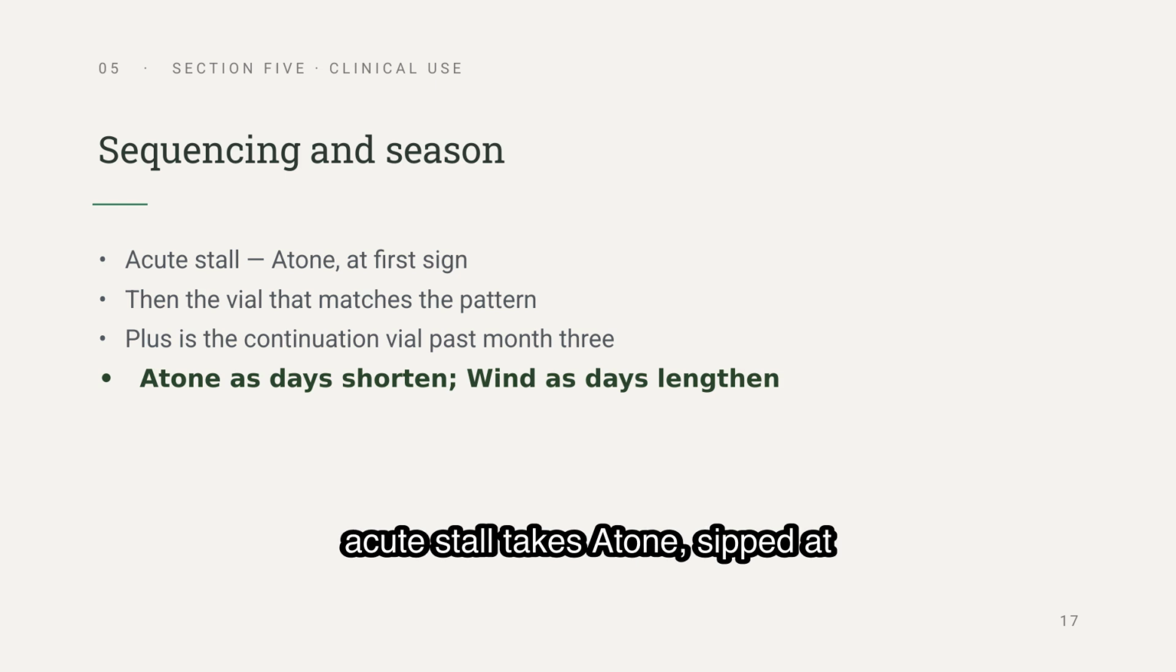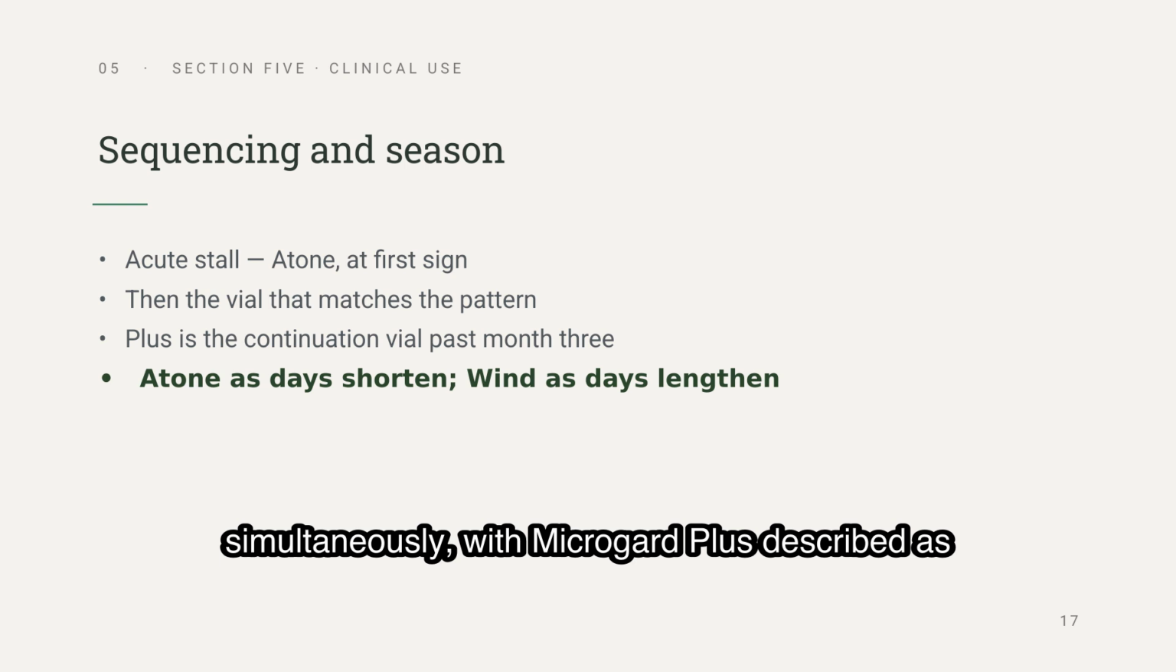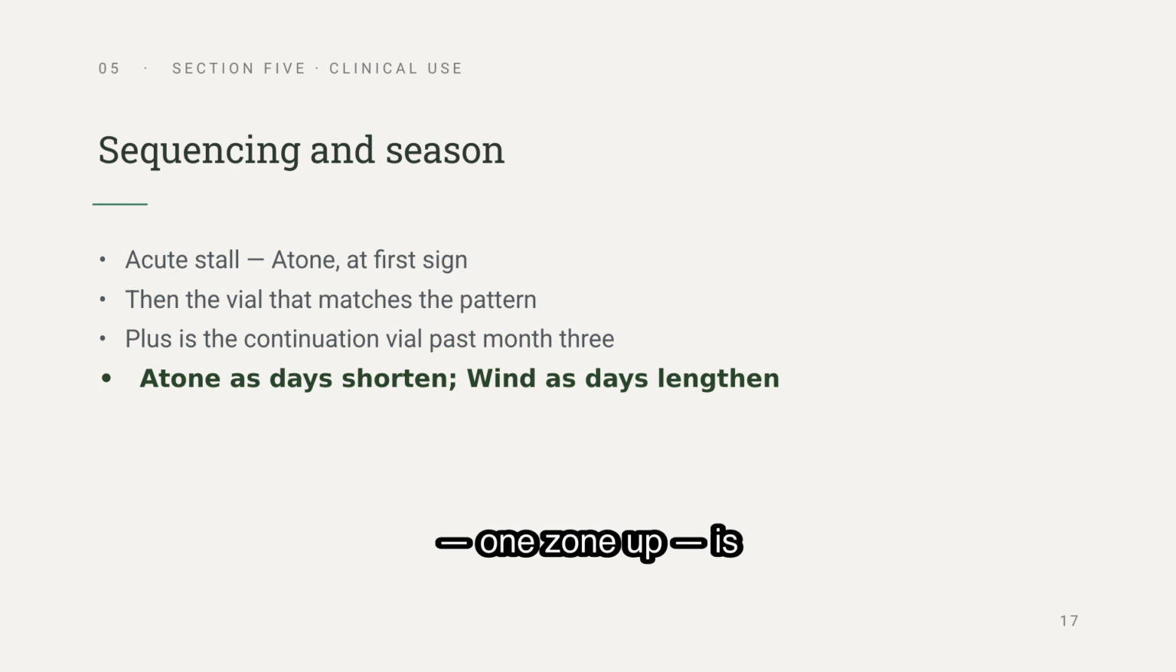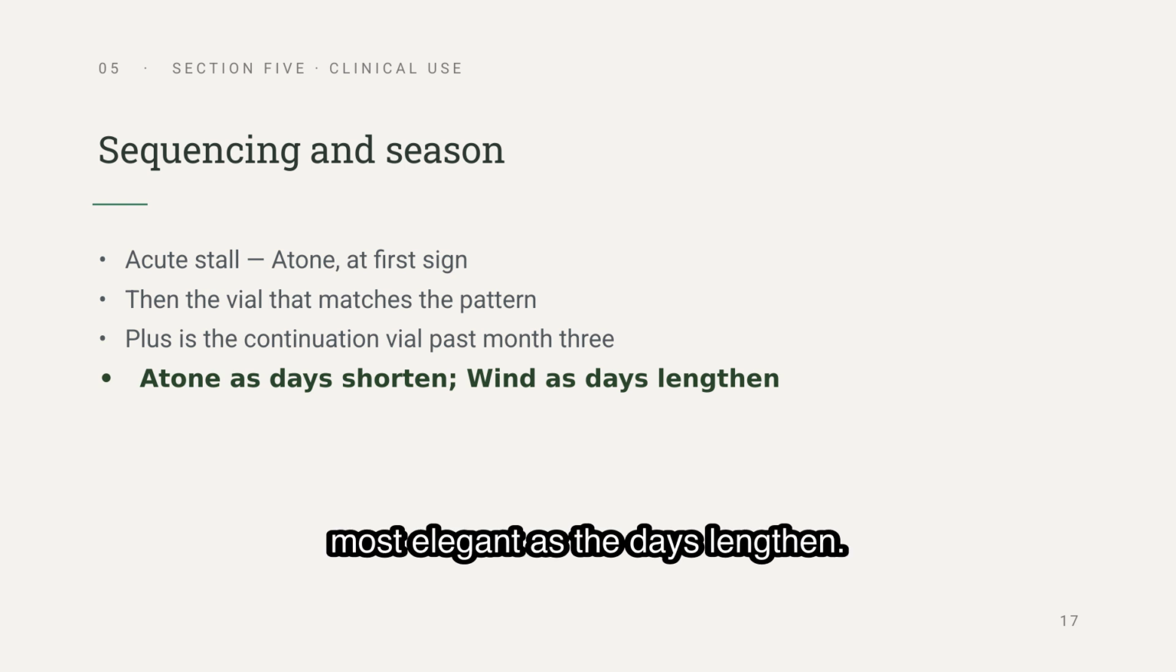How it sequences in practice: the acute stall takes Atone, sipped at the first sign. The standing pattern takes whichever vial matches, and the two vials are a sequence rather than a pair to run simultaneously, with Microguard Plus described as the continuation vial that carries the work past month 3. Season shapes the choice too. Atone is the stronger pick for sudden onset as the days grow shorter, while wind, one zone up, is most elegant as the days lengthen.